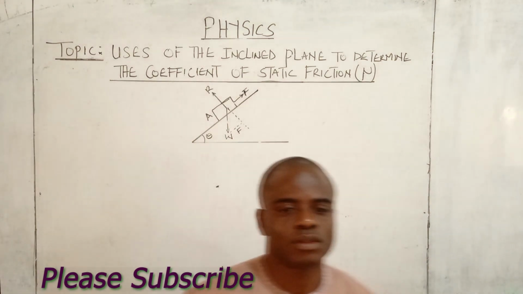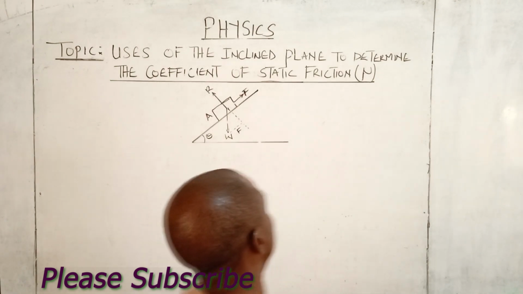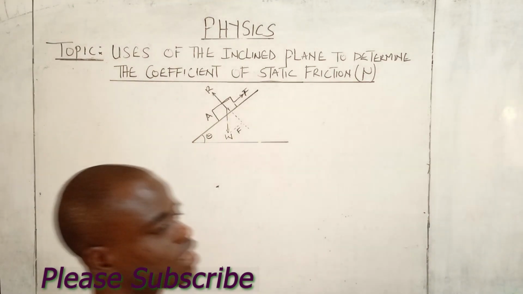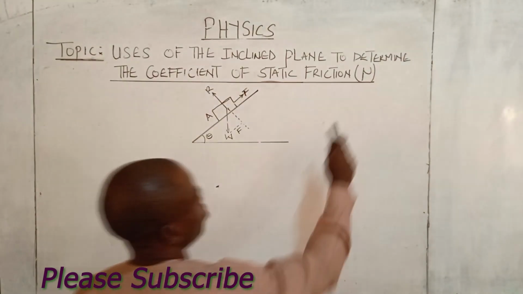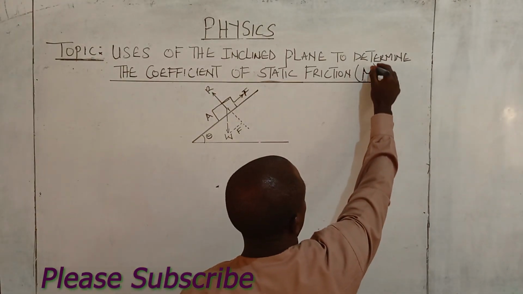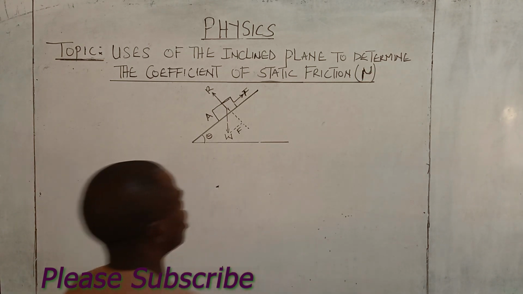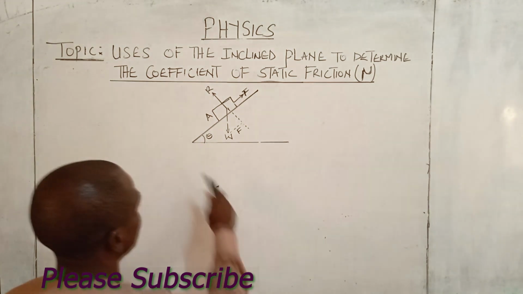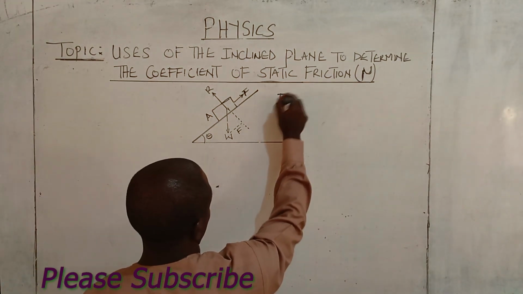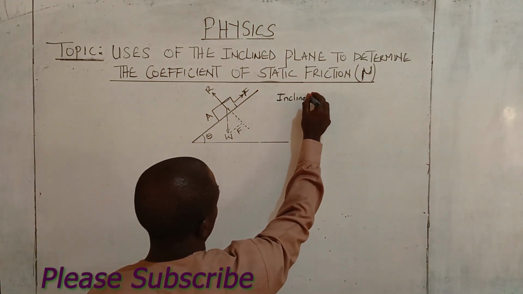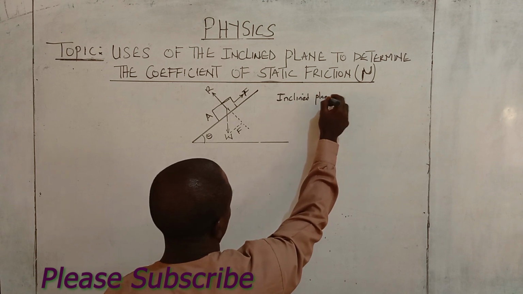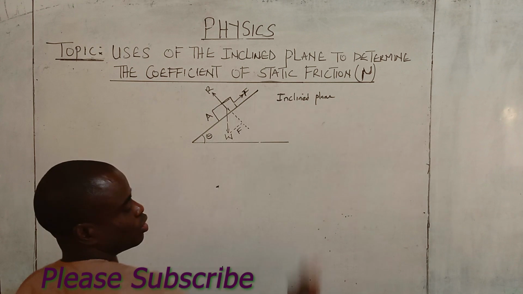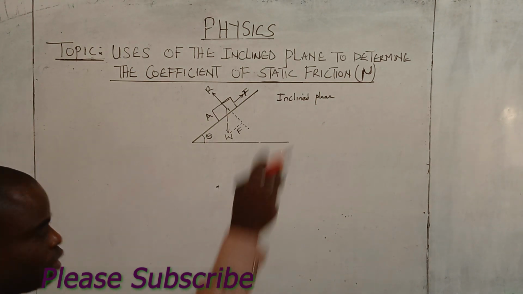Good day, students. Today we want to use an inclined plane to determine the coefficient of static friction. We use mu to represent static friction. We want to analyze this diagram, this inclined plane. This is an inclined plane, which we use to push a heavy load to a higher place.